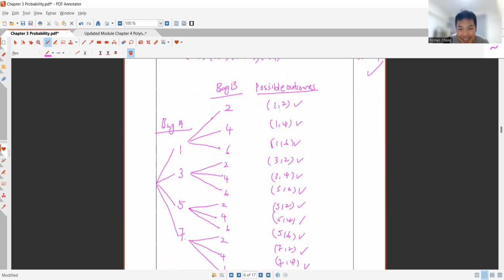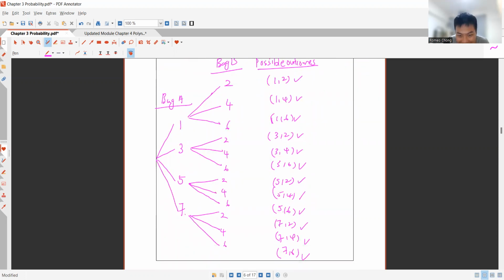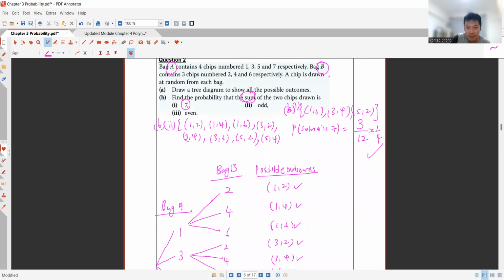Am I listing everything? Let's check. 5, 6. 5, 4 is 9, 5, 6, 11, 7, 2 is 9, 7, 4, 11, 7, 6, 13. Oh my goodness. So all of them actually. So I'm sorry. For this one, you can actually write it is equal to the sample space. Why? Because this event is actually referring to all of them. So you just write in brackets, equal to sample space. So when the event that you are mentioning and the outcomes are exactly the same as all the possible outcomes, the probability of the sum being odd will be equal to 1 because it will definitely happen.